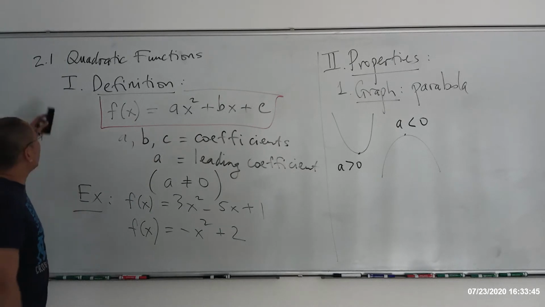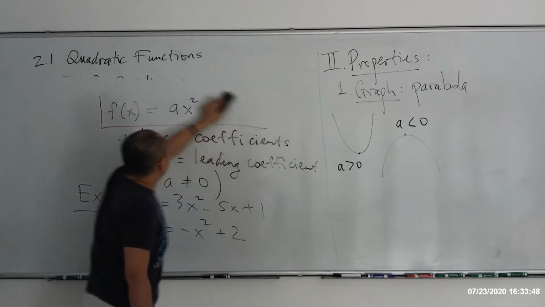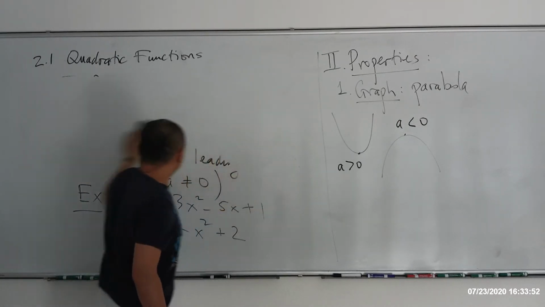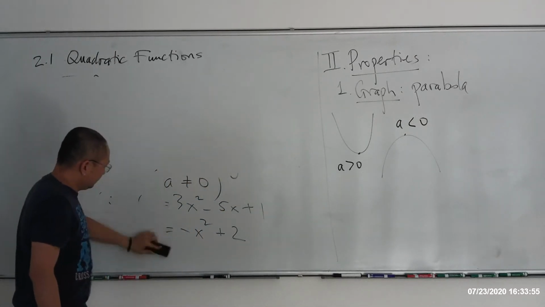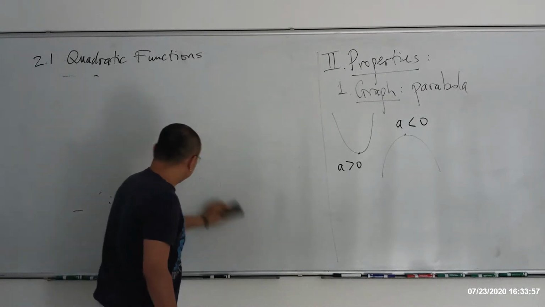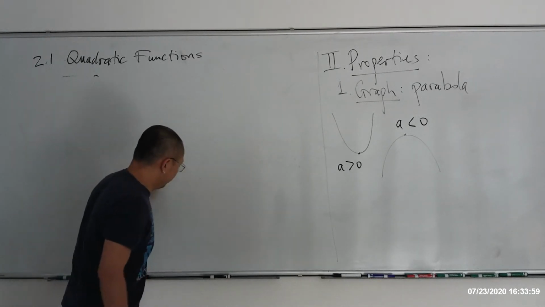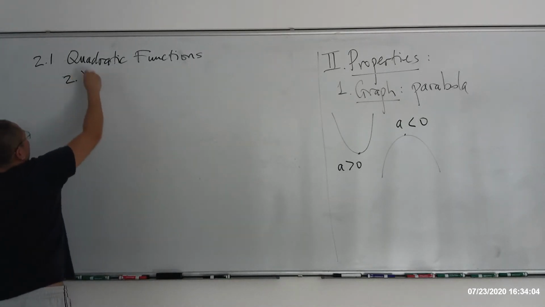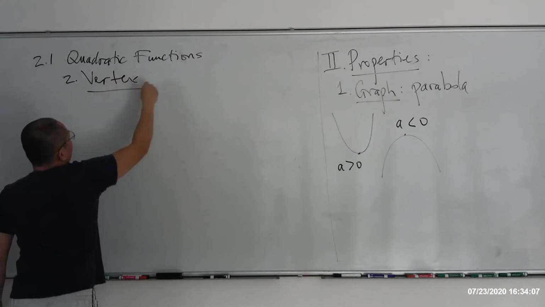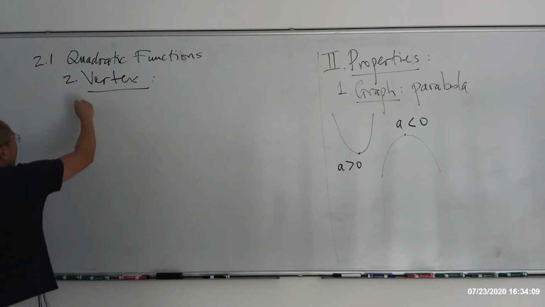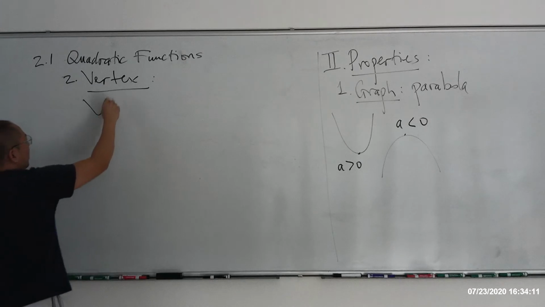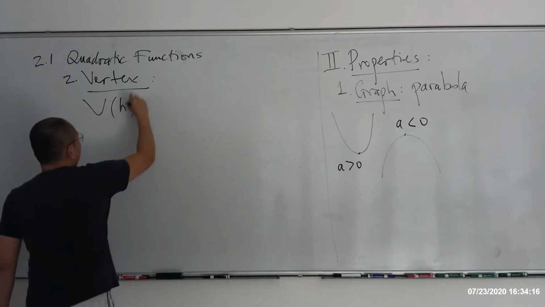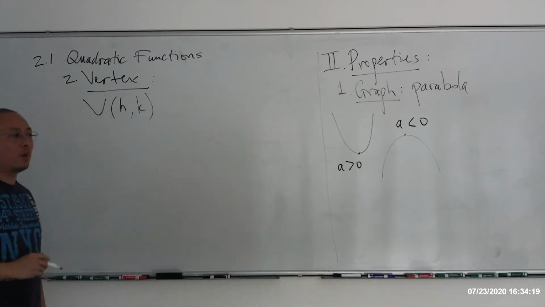Next, we talk about the second property of parabolas. I'll be talking about something called the vertex. Property number 2, vertex. The vertex is a point denoted by V with two coordinates. We use the letter h to represent the x coordinate and k to represent the y coordinate.